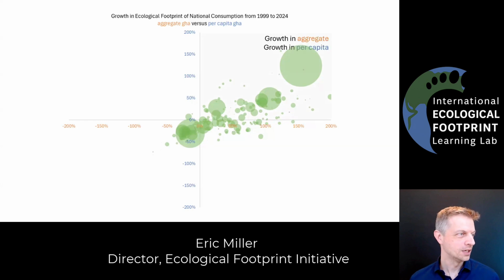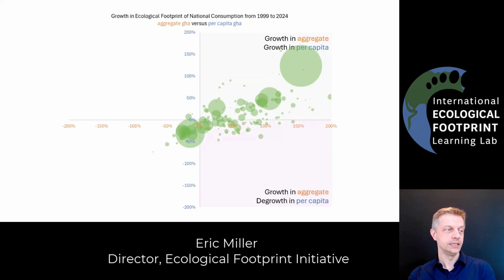So in this quadrant here, this is profiling countries that have had a growth in the aggregate ecological footprint of national consumption over that previous 25-year period, and also a growth in the average per capita amounts as well. The largest bubble here is representing China. Second largest is India. Those countries and many others in this quadrant have experienced an increase in ecological footprint of national consumption in total and also on an average per capita basis as well.